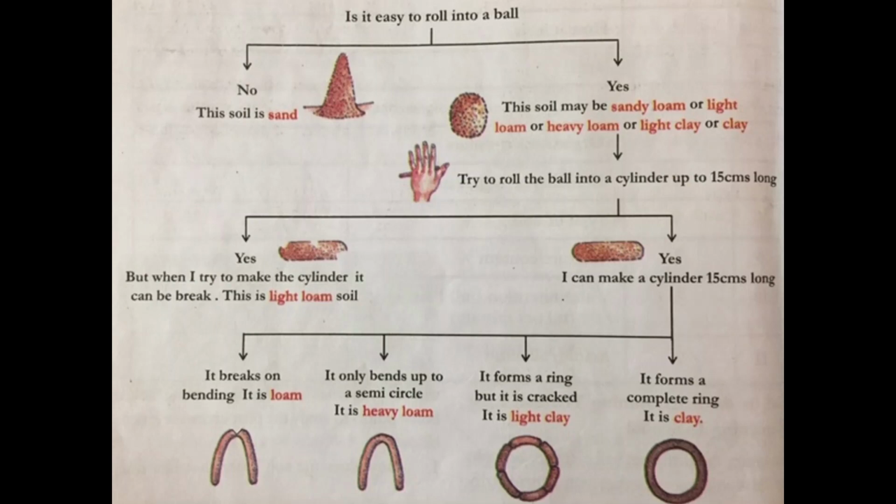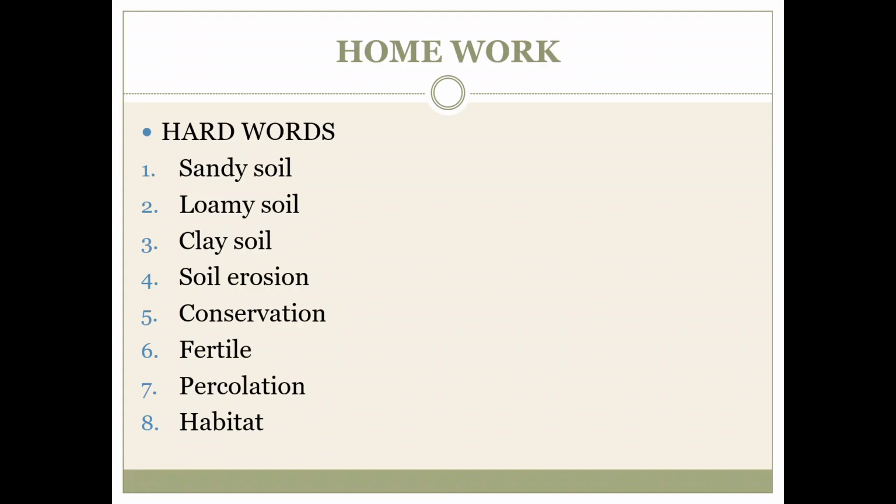Now try to form a ring. If you get a cracked ring, then it is light clay. But if you are able to make a complete ring properly, then the soil is clay soil.